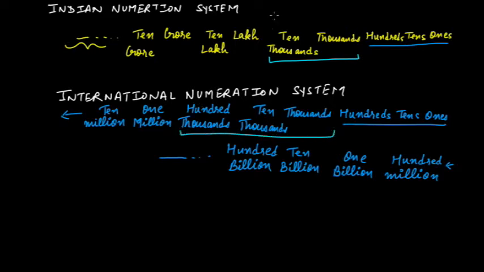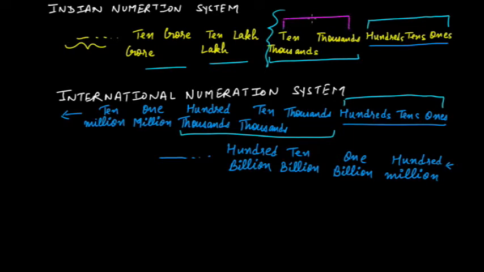So after this 10,000, things started to change. The first grouping is always 3, here also and here also. But after this, in the Indian numeration system, we have grouping of 2. You could see it here. It's grouping of 2. That is, this was for 1,000, then it was for lakh, and it was for crore.